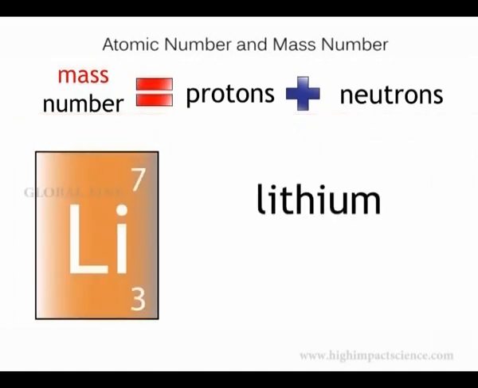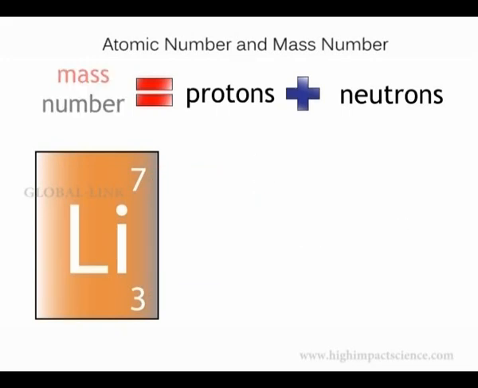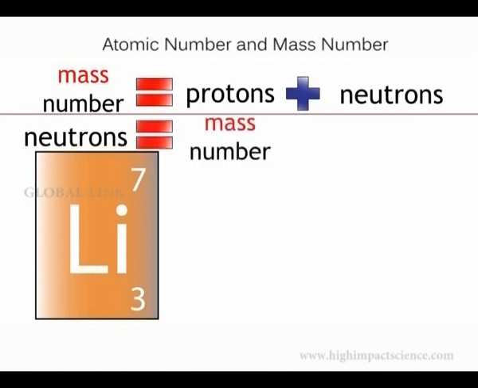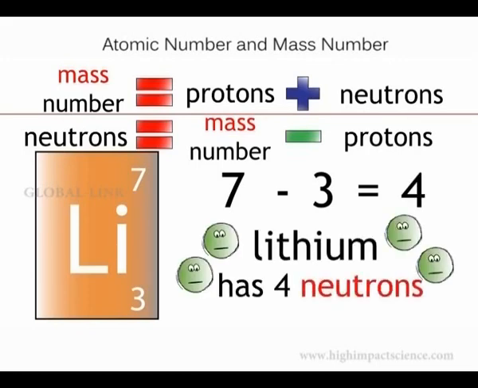Lithium has mass number 7 and has atomic number 3. How many neutrons does it have? Mass number is equal to protons plus neutrons. Thus, neutrons is equal to mass number minus protons. That is 7 minus 3, which is 4. And so lithium has 4 neutrons.